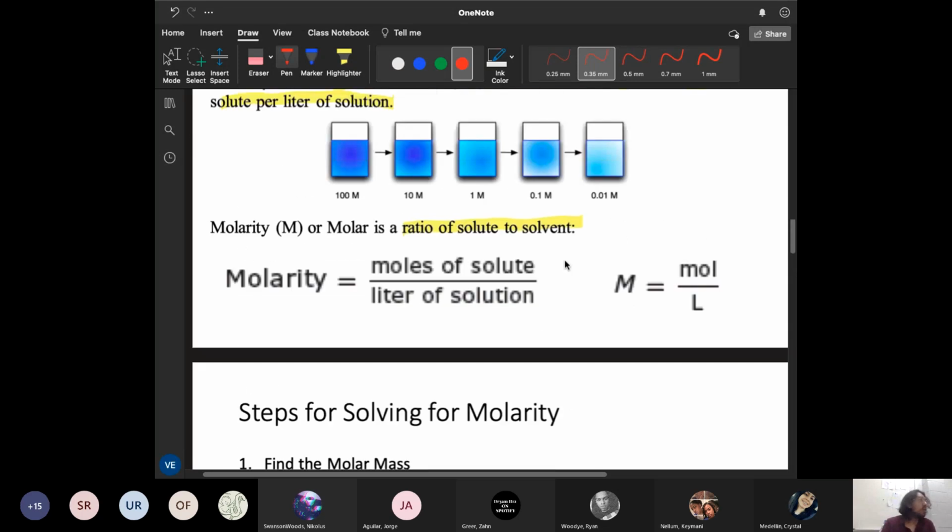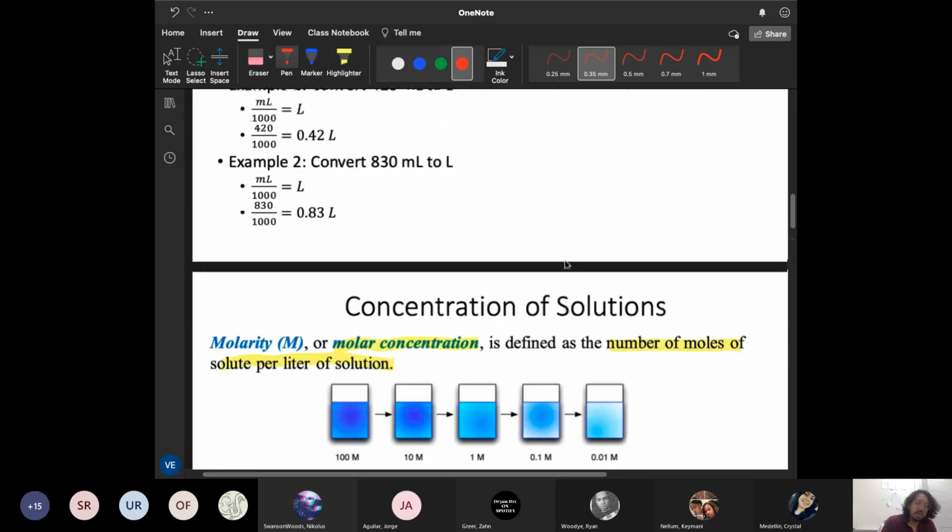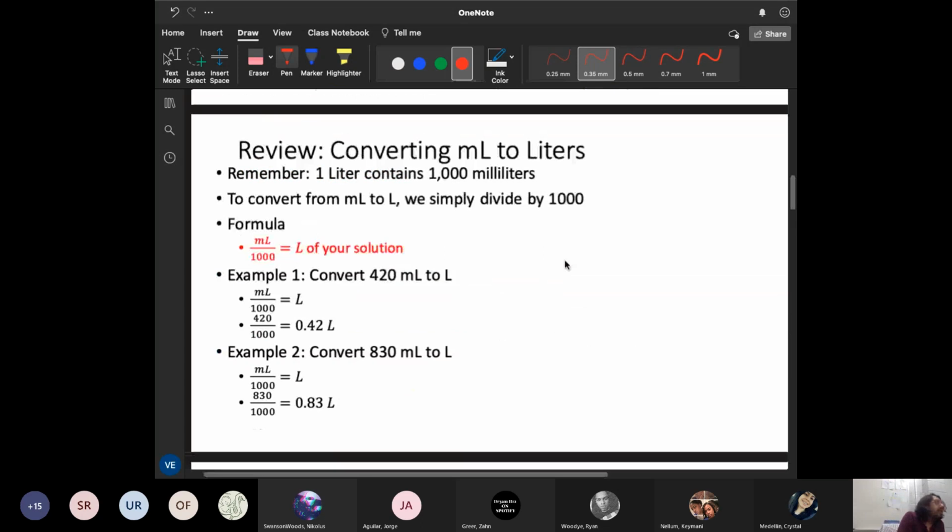Real quick, a little refresher. To convert from milliliters to liters, all you gotta do is divide by 1,000. That's all it takes, okay? So let's say I wanted to ask you guys to convert 420 milliliters to liters, divide by 1,000, 0.42. Convert 830 milliliters to liters, divide by 1,000, 0.83, okay?